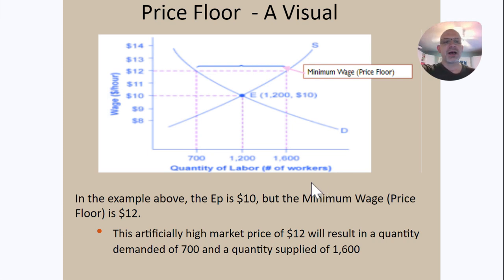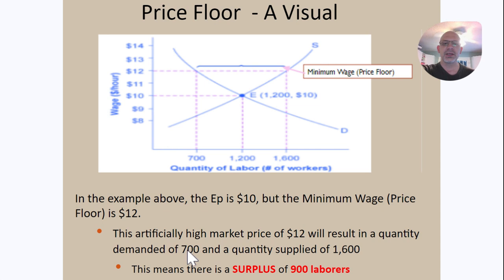Just like last topic, finding surpluses, you subtract the quantity demanded, that's the lower number, at the artificially high price, $12 in this case, from the greater number, which is quantity supplied at $12, or whatever the price floor price is. So if we do the math on that, 1,600 minus 700 is 900 laborers. That is our surplus. Basically, you're going to have 900 laborers who will be willing to work at $12 that won't get jobs.